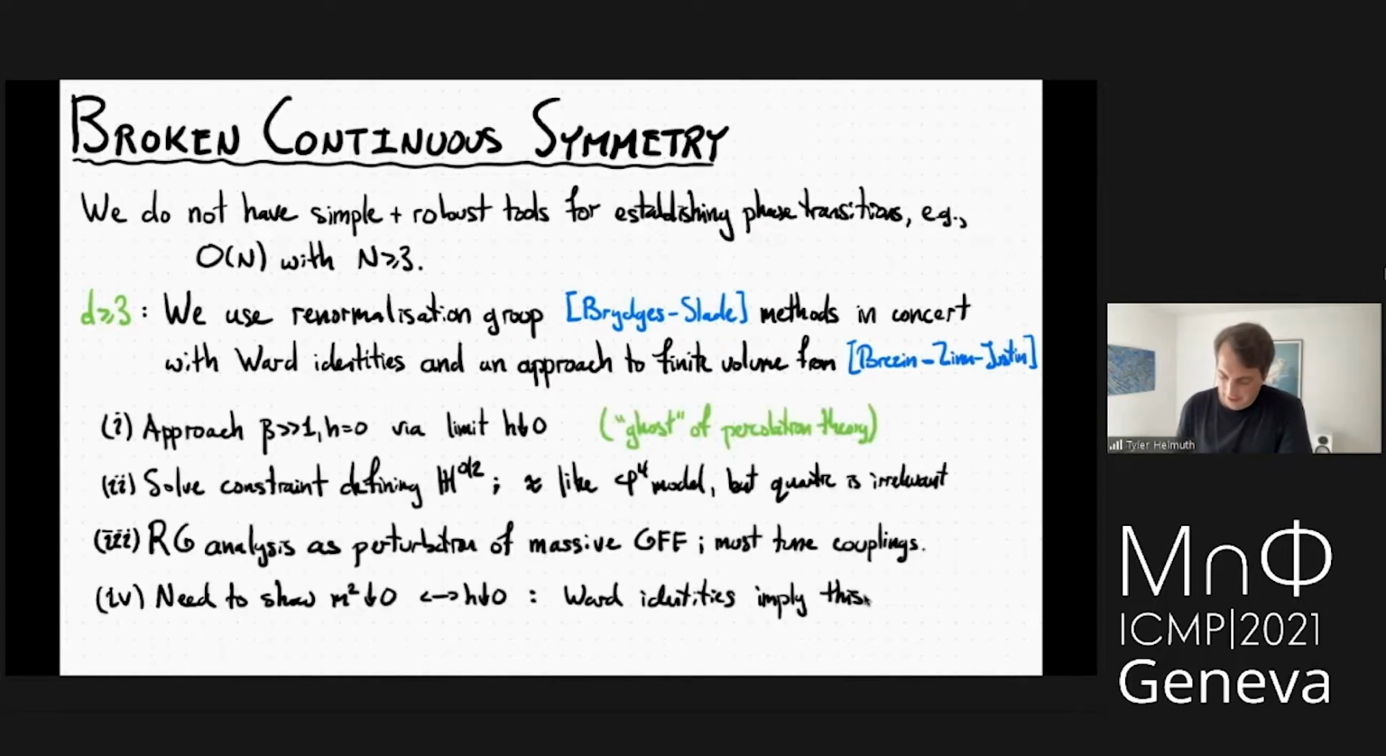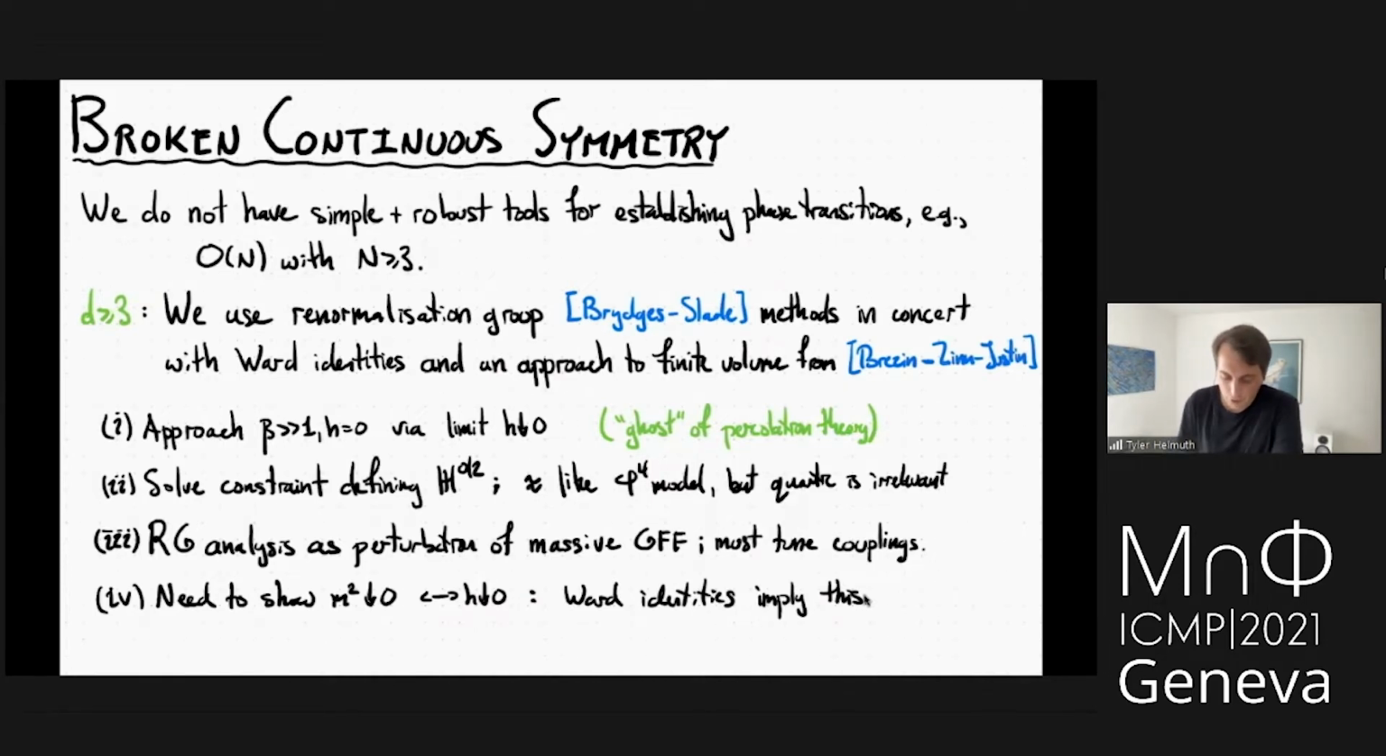So for the experts, here's briefly sort of how it goes. But I mean, very briefly, we want beta to be very big. And the first thing we do is we introduce some external parameter h not equal to 0. This is the ghost of percolation theory. And then we want to take h to 0. Okay, and then we work in the h02 representation, and we just solve this constraint defining h02 and expand in coordinates, if you like. And that looks a lot like the phi-4 model, but there's a quartic interaction. Fortunately, it's irrelevant in the renormalization group sense.